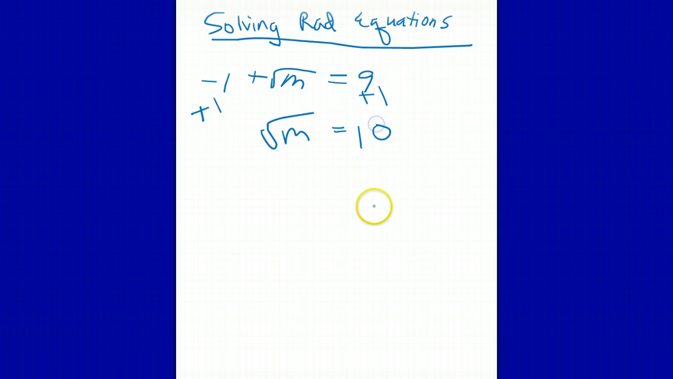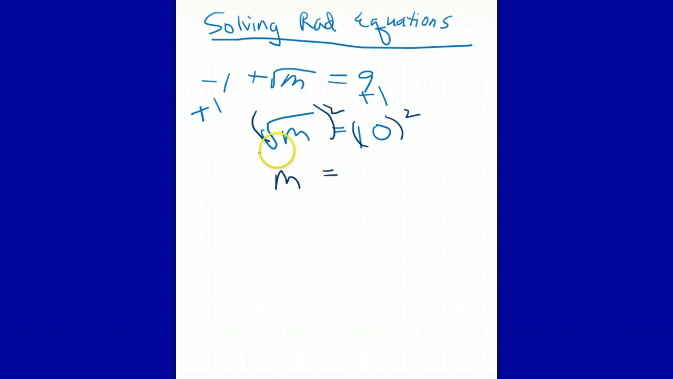Okay, we got the square root of m equal to 10, and we want to get rid of the square root. So when we want to get rid of the square root, we square it. And whenever you do one side, you do the other. So squaring a square root, remember, erases the square root or knocks it out. They are inverses of each other. Use the vocabulary.